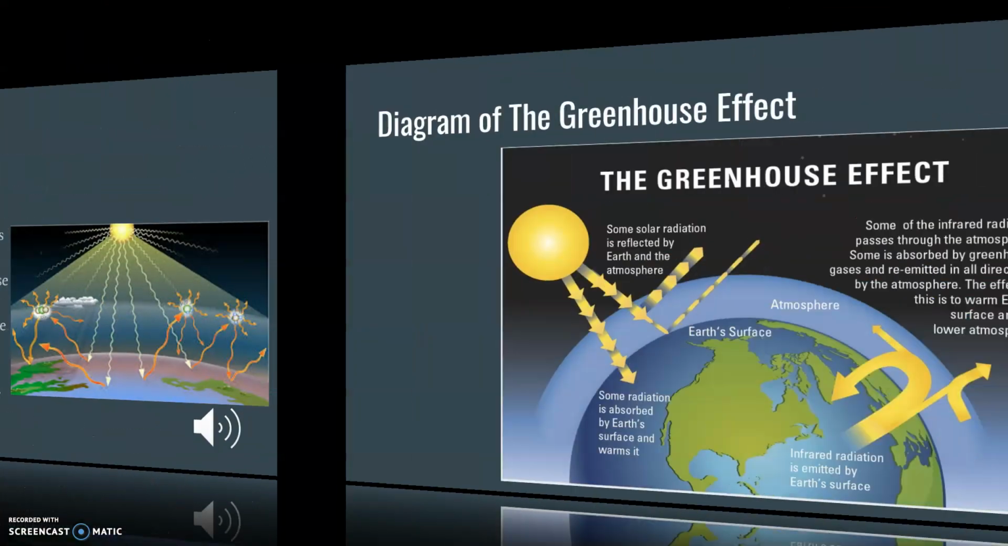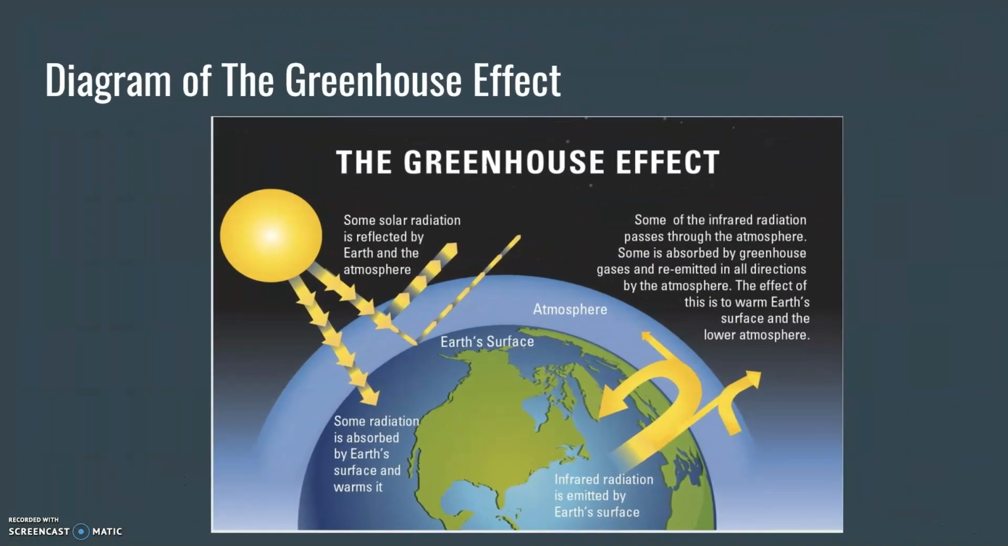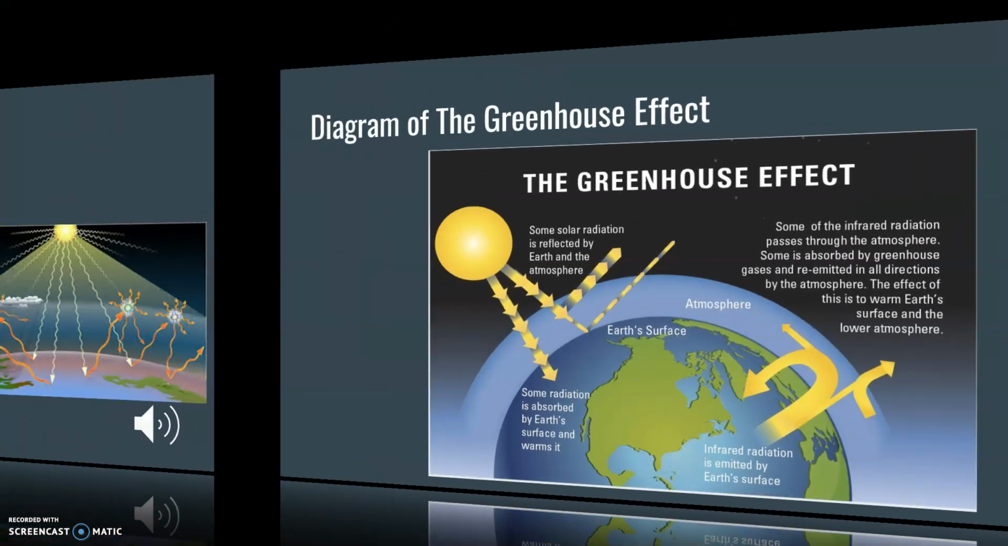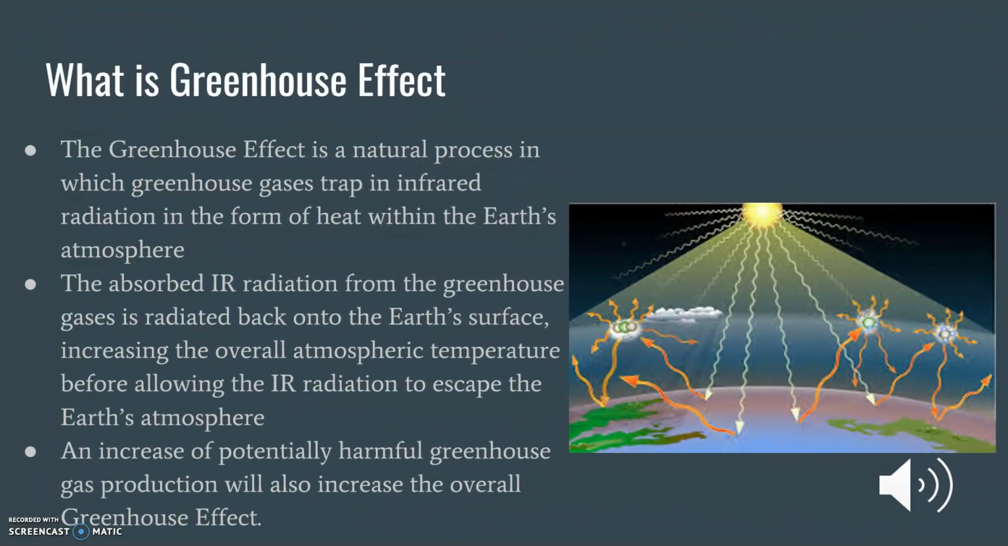Let's learn about the greenhouse effect. What comes to your mind when you hear the greenhouse effect? The greenhouse effect is a natural process in which greenhouse gases such as water vapor, ozone, methane, carbon dioxide, and nitrous oxide trap infrared radiation, which we can describe as heat, that in turn increases the temperature of the Earth.